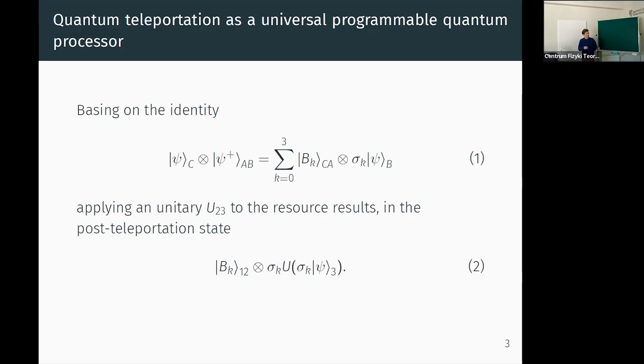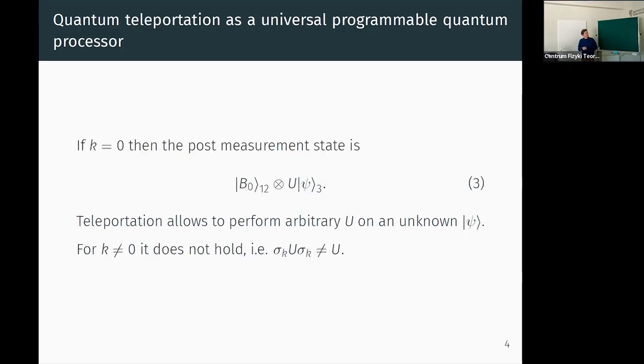which corresponds to this particular result obtained by Alice, the joint state is the first Bell state and application of U on this unknown psi. So we can say that the protocol of teleportation acted in such a way that in the end we applied some unitary U to this unknown state psi. However, it does not hold in generality, because for other cases these sigmas do not necessarily commute. So this protocol cannot be employed in order to implement the procedure of acting with some arbitrary unitary on an unknown state.